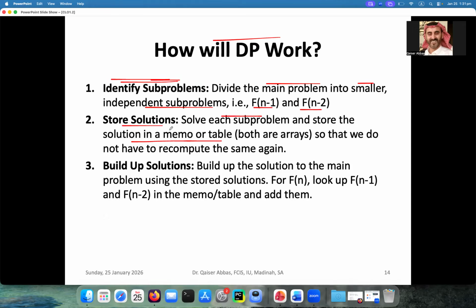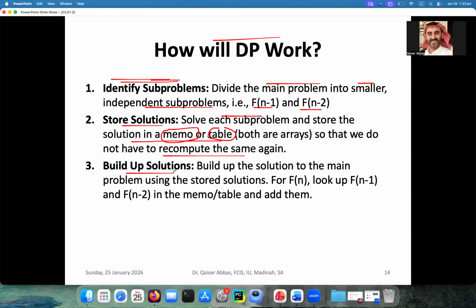Both are arrays. Memo is for the first strategy, table is for the second design strategy. Memo is for what? Top down. Table is for what? Bottom up. So you have to store the solution in these arrays, and then you can use this solution in future. Why? Because we don't want to recompute them again.